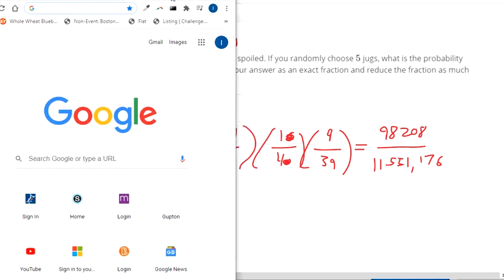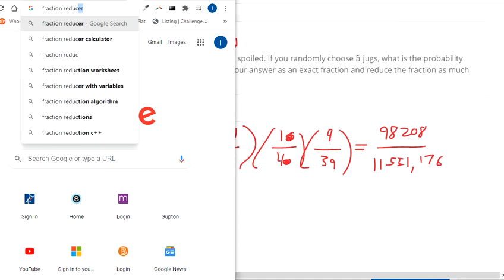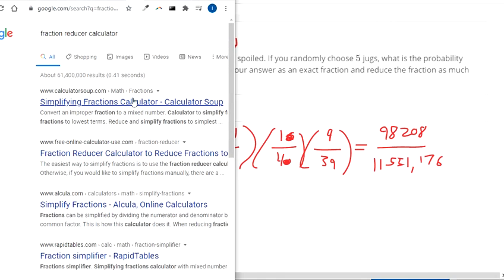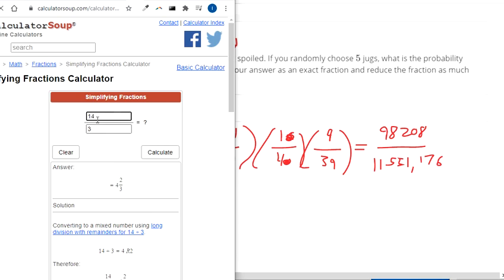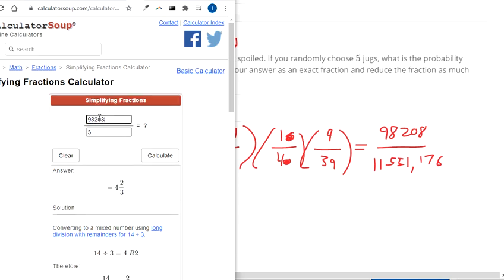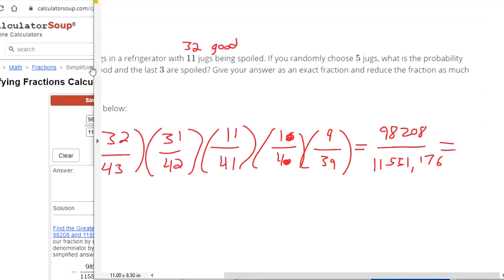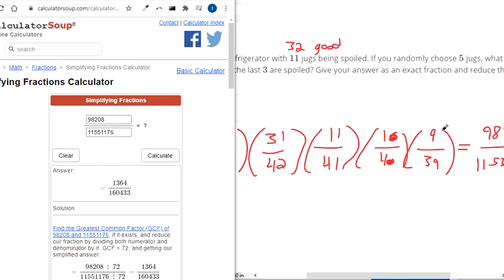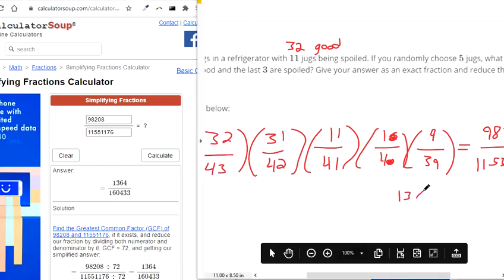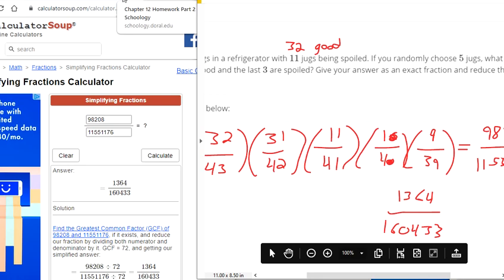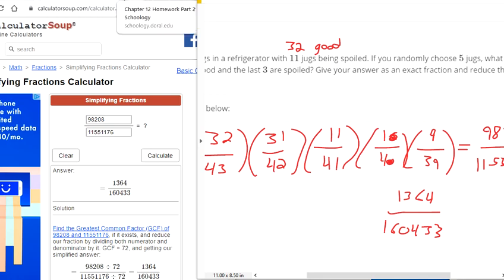In Google, I'm going to search fraction reducer calculator. I'm not going to burn the years of my life trying to figure out that one. 98,208, and then this one down here is 11,551,176, if I typed it in right. Yeah, everybody knows. Why didn't I realize this? I should have known. Of course, it simplifies to 1,364 over 160,433. Let's type that in, see if we get what they're looking for.